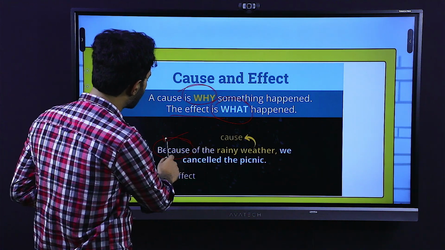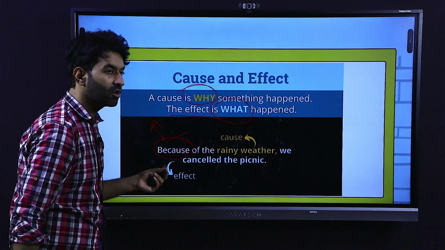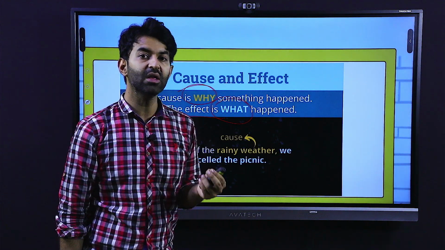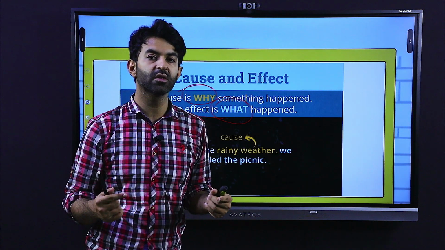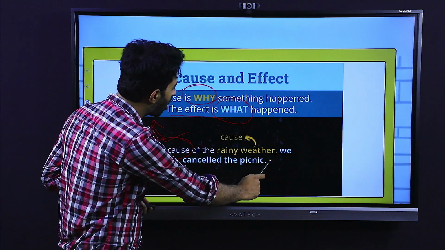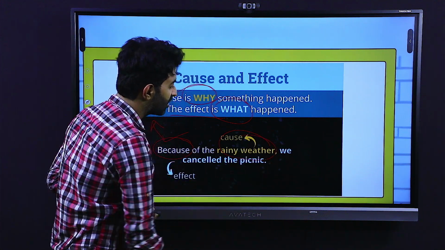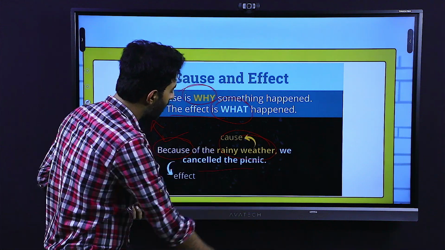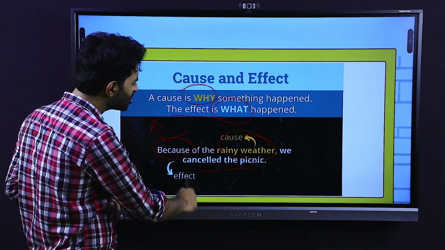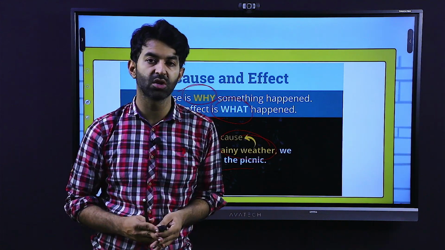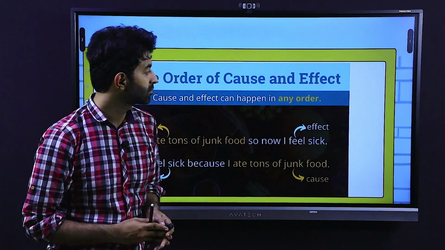Now, this word because is already telling you that this is talking about a cause. It's giving you a reason. We use the word because to show a reason. The cause is the rainy weather. The rainy weather caused the cancellation of the picnic, and the cancellation is the effect. So this shares a very good relationship over here in the example.